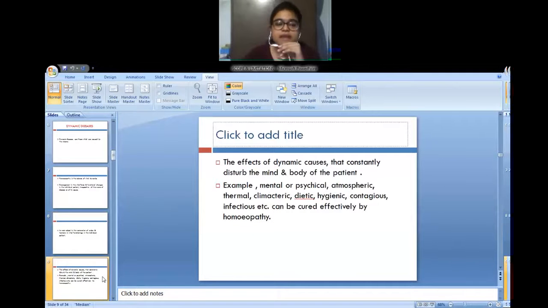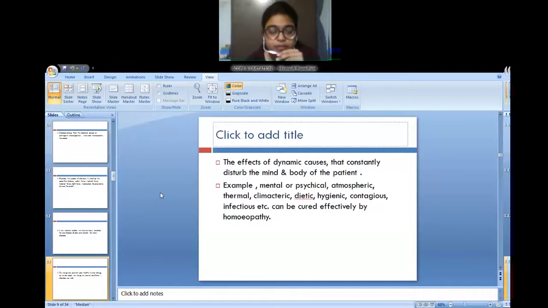The effects of dynamic causes means that they constantly disturb the mind and body of the patient. Those dynamic causes may be of mental or psychical origin, or atmospheric origin, or thermal origin, or climatic, dietetic, hygienic, contagious, infectious, etc. These can be cured effectively by homeopathy because those are called the dynamic diseases.